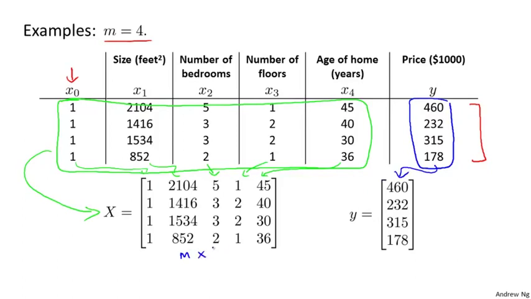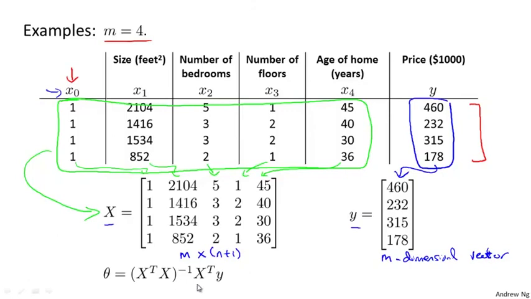So X is going to be an m by n+1 dimensional matrix, and y is going to be an m dimensional vector, where m is the number of training examples and n is the number of features. And I have n+1 because of this extra feature x0 that I added. Finally, if you take your matrix X and your vector y, and you just compute this and set theta to be equal to X transpose X inverse times X transpose y, this will give you the value of theta that minimizes your cost function.